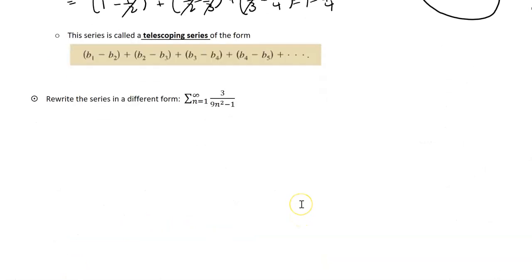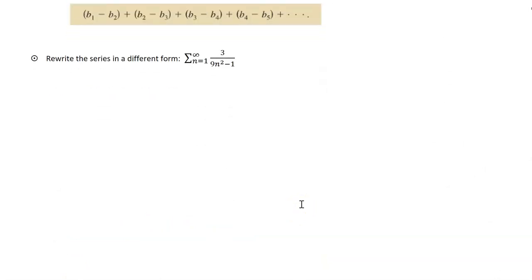This example says to rewrite the series, the sum from 1 to infinity of 3 over 9n squared minus 1, in a different form. So what I'm going to do is try and see if I can turn this into possibly a telescoping series.